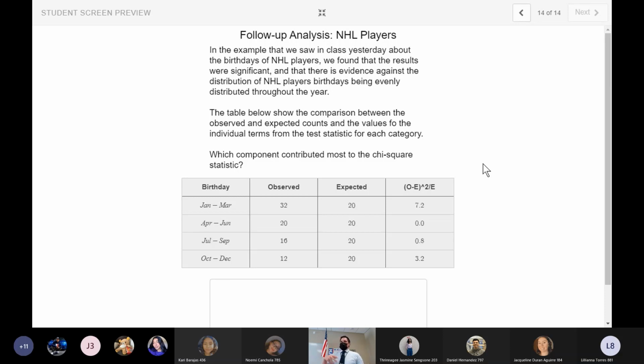This gives evidence to what the author of this study claimed: hockey players that were born earlier in the year are more likely to make it to the NHL. This data supports that. So we can make a follow-up conclusion that's more specific than just saying that the distribution is different. We can then say, based on these results, there's evidence for this other claim that's a little more specific. So that's our follow-up analysis. And we can do that only when we get significant results.